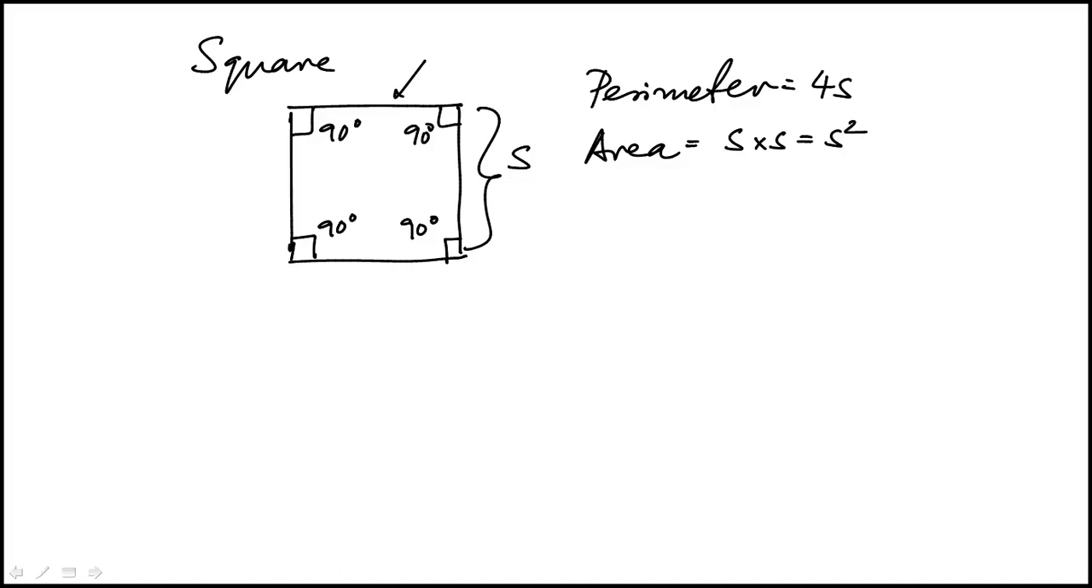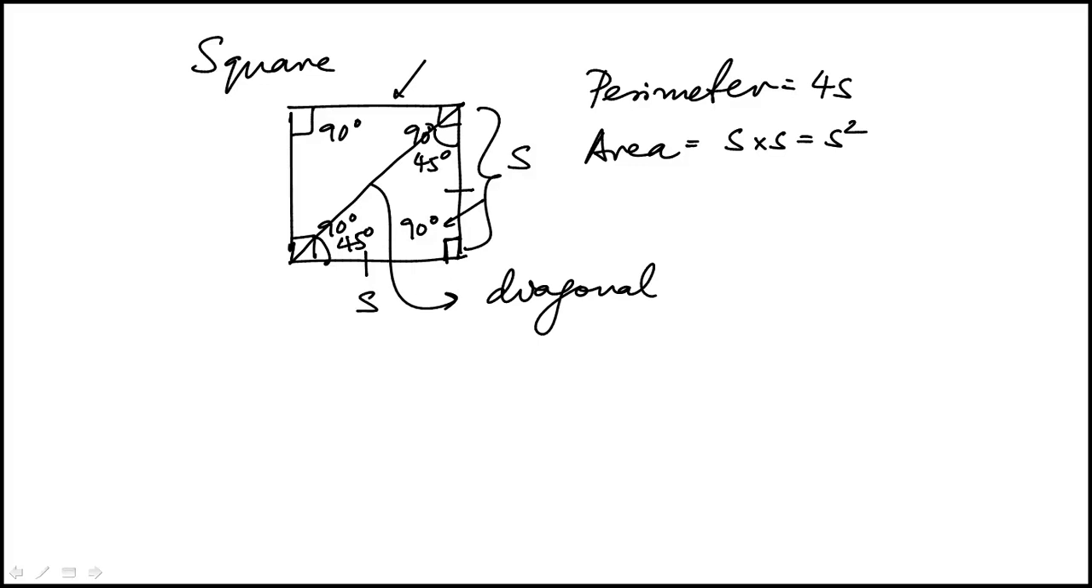Another important dimension is the diagonal. So that's the diagonal. And if you look at the triangle that I formed here, this is 90 degrees here. These two sides are equal, and so these two angles have to be equal, and each has to be 45 because this is 90 here. So this is a right isosceles triangle. So if the sides are S, S, then the diagonal is side times root 2. So the diagonal of a square is given by side root 2. So it's an important property.